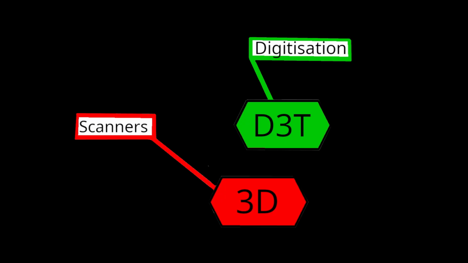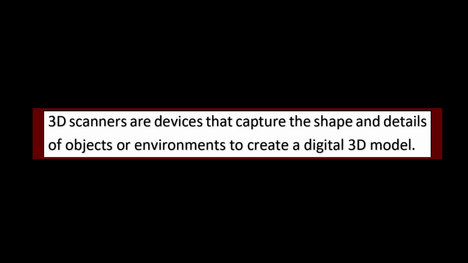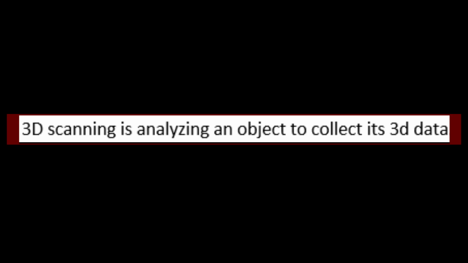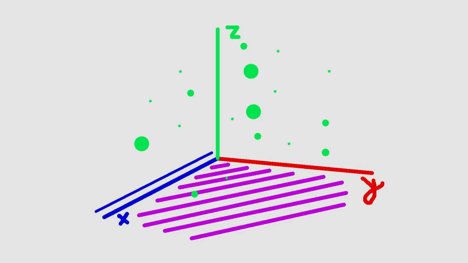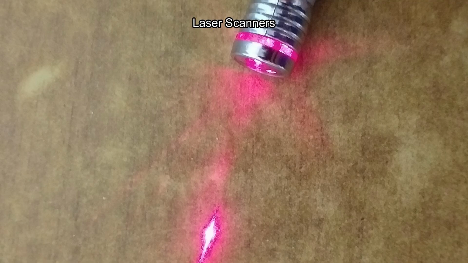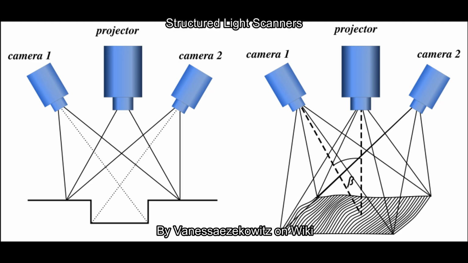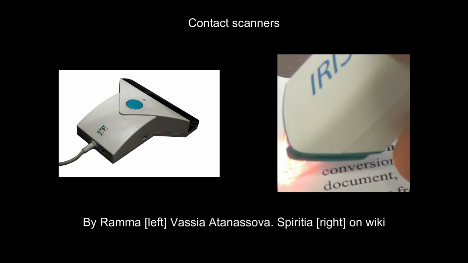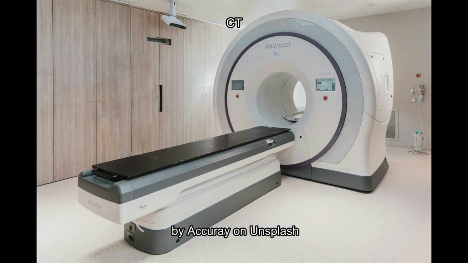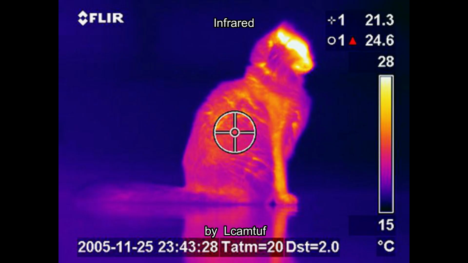3D scanning technologies, or 3D scanners, are devices that digitize the environment to create a digital 3D model. 3D scanning is analyzing an object to collect its 3D data in all three dimensions. The technologies are laser scanners, structured light scanners, photogrammetry, contact scanners, time-of-flight, LiDAR, CT, motor topography, and infrared.